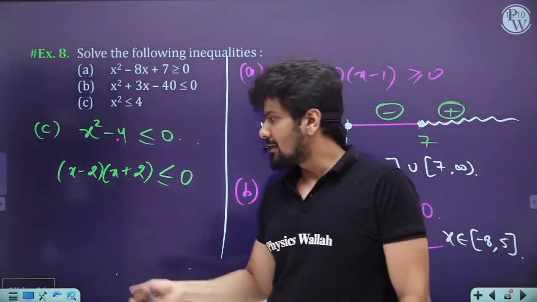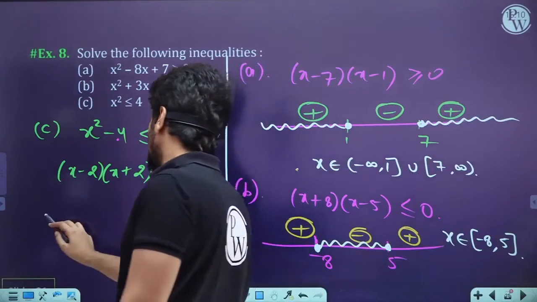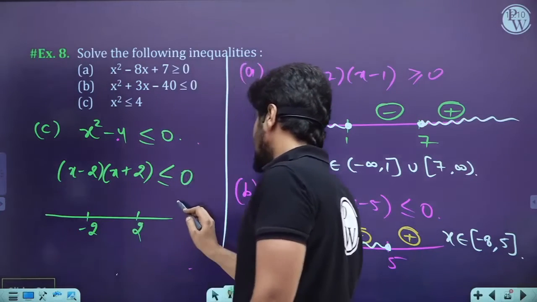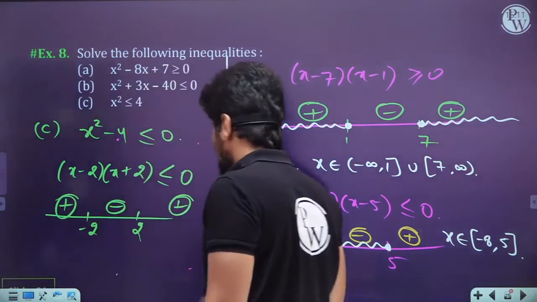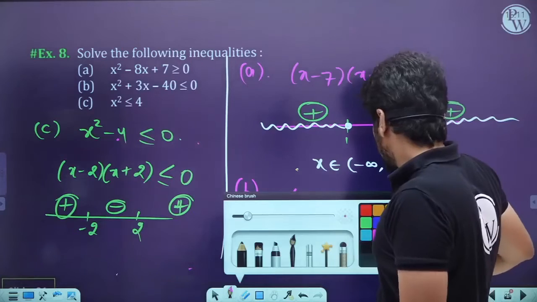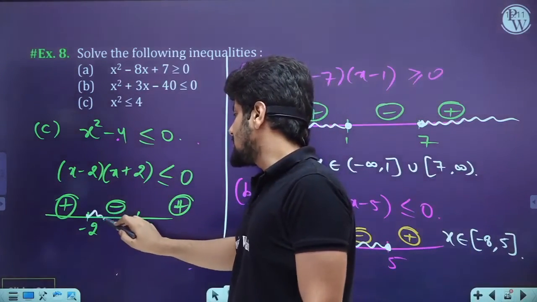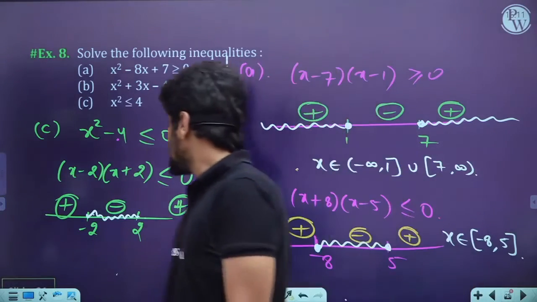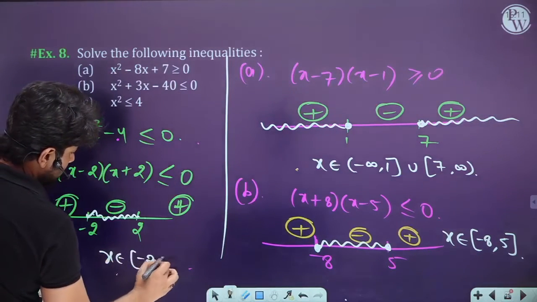What are the critical points? The critical points are plus 2 and minus 2. That's where these factors are changing their sign. In the extreme right, we have again a positive sign, then we have a negative sign, then we have a positive sign again. Okay, positive, negative, positive. That's all we are doing. Right? So what are we looking for? Less than or equal to 0 is in this portion. Negative sign we are looking for. So x belongs to close bracket minus 2 to close bracket 2.